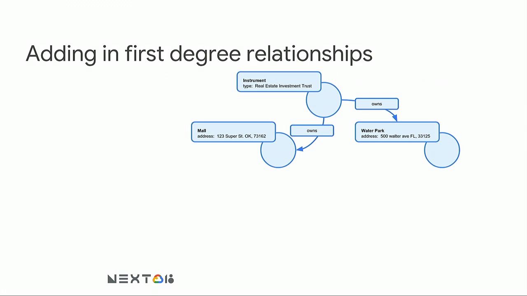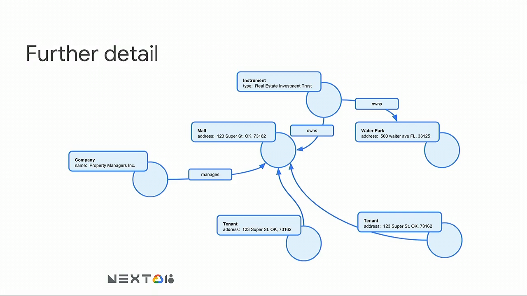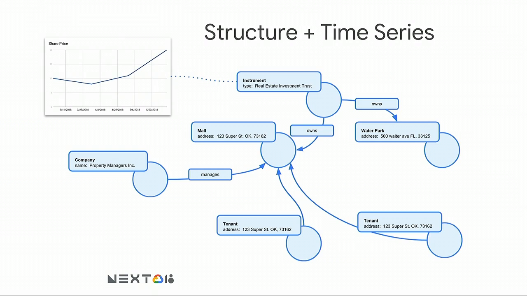So in our REIT, we've got two properties. One property is a shopping mall in Oklahoma, and the other one is a water park in Florida. And we noticed that we've been able to model that the shopping mall in Oklahoma actually is managed by a professional property manager and also has two tenants that are in it. We've got some public data about the value of this REIT, and we see that it is trending up.